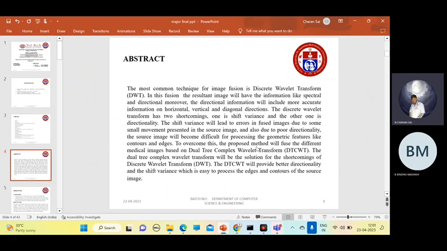The most common technique for image fusion is DWT, the discrete wavelet transform. In this fusion, the image will have information in horizontal, vertical, and diagonal directions. And this discrete wavelet transform has two shortcomings: one is shift variance, and another one is directionality. Shift variance will lead to errors in fused images. Due to this, the source image becomes difficult to process, and the DTCWT will provide a better diagnostic and the shift invariance, which is easy to process the edges and contents of the source.